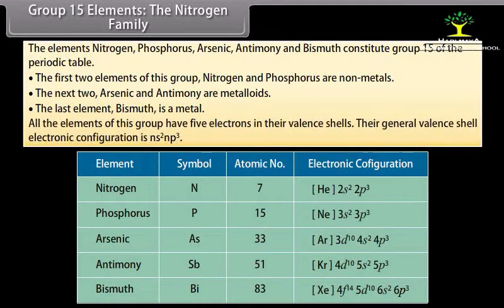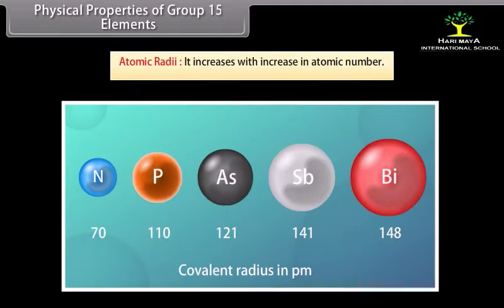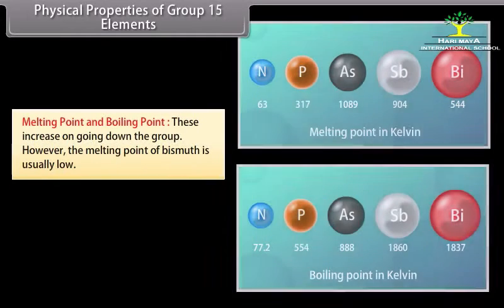All the elements of this group have 5 electrons in their valence shell. Their general valence shell electronic configuration is ns2 np3. Physical properties of group 15 elements. Atomic radii. It increases with increase in atomic number. Melting point and boiling point. These increase on going down the group.